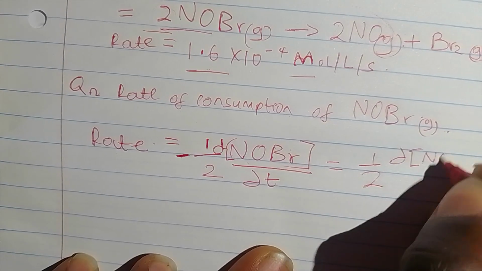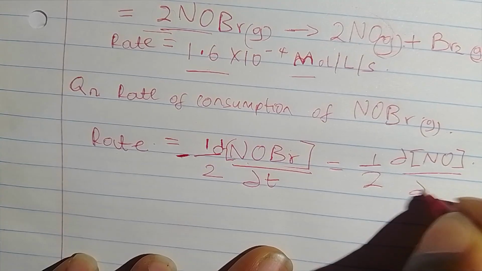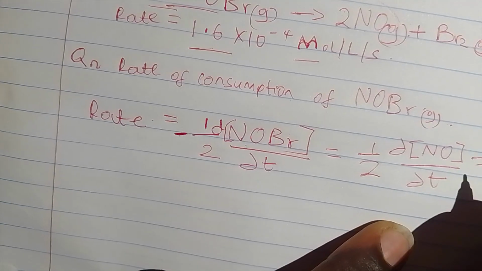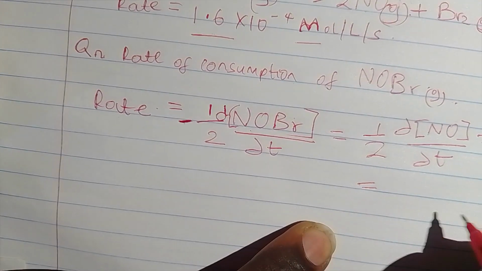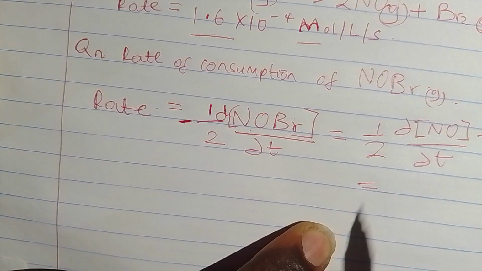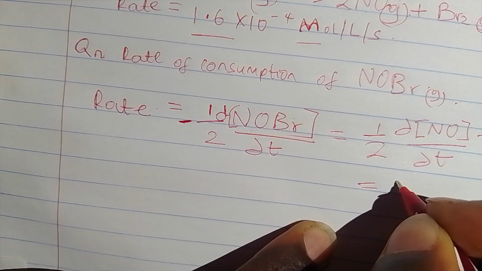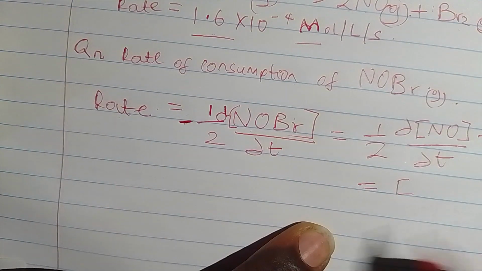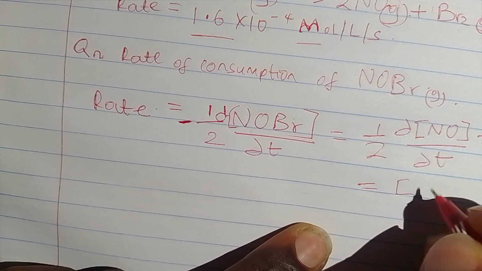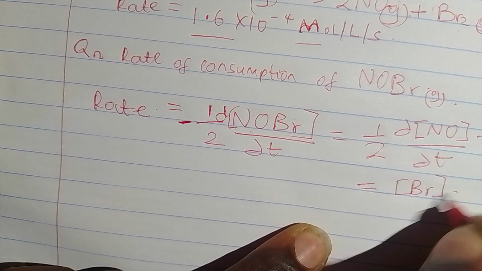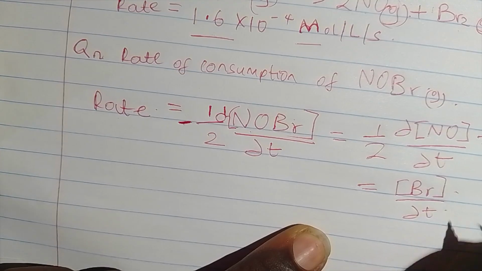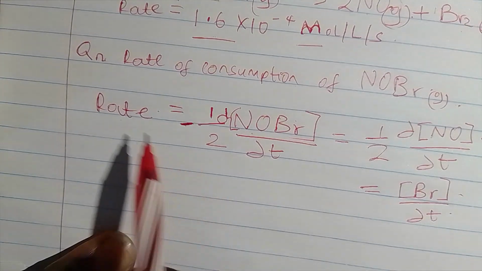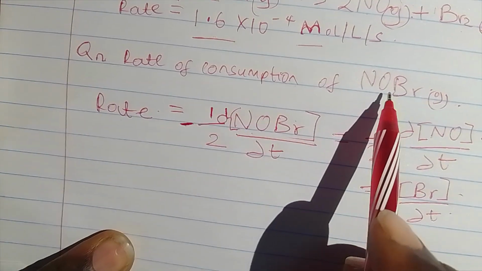Now the concentration of NO gas, with change in time, is also equal to the rate of formation of bromine gas. The rate of formation of bromine gas, because the coefficient here is 1, so we don't have to indicate it. So d[Br2]/dt. Now what we do know is that the question is asking the rate of consumption of NOBr.